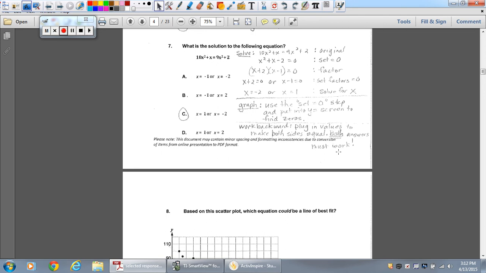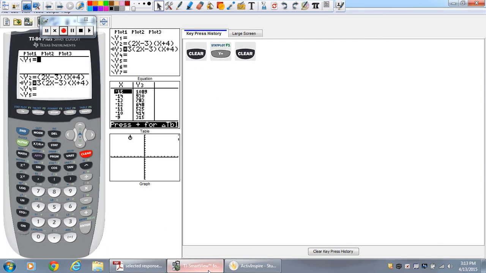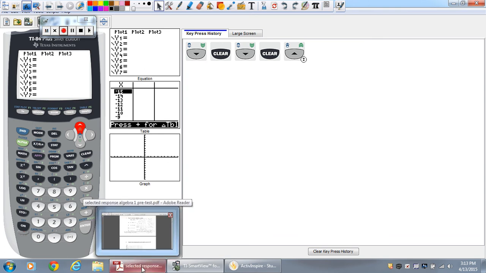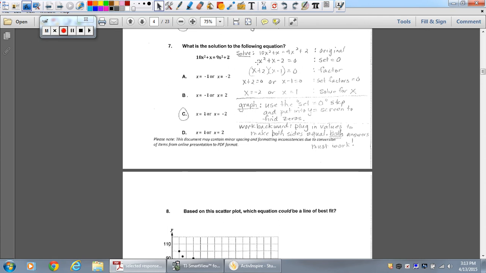But I could easily take this when it's set equal to 0 right here and graph that as well. So the x squared plus x minus 2. So I'm going to go to my calculator. I'm going to clear off everything that's on there, and just enter that equation. So once it's set equal to 0, that's an easy way to do it. It's not the only way.